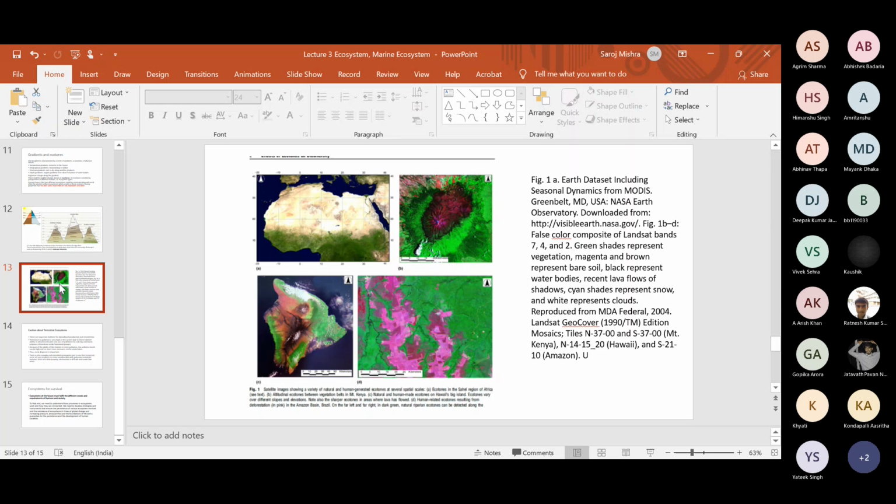Okay, now these ecotones could be naturally created. Let me go back to this particular slide. This is a picture taken from the satellite of the African continent. What you see in the northern part of the African continent is all yellow. That shows it is a desert. And then suddenly in the satellite picture, you see all this green zone. So this will be called an ecotone.